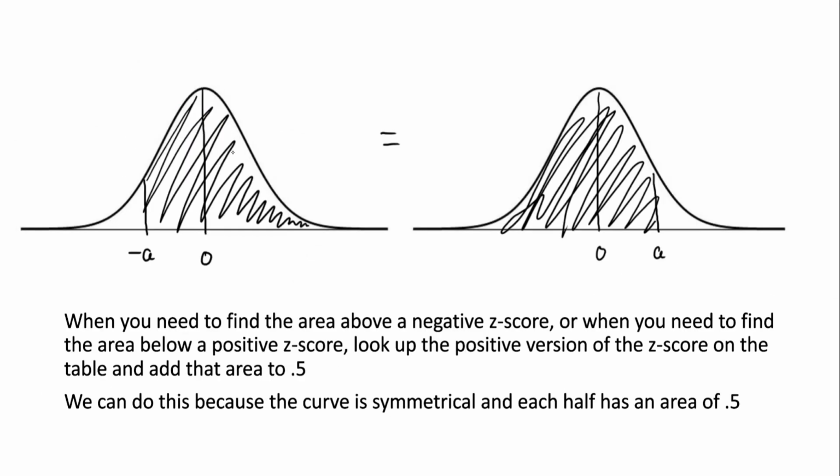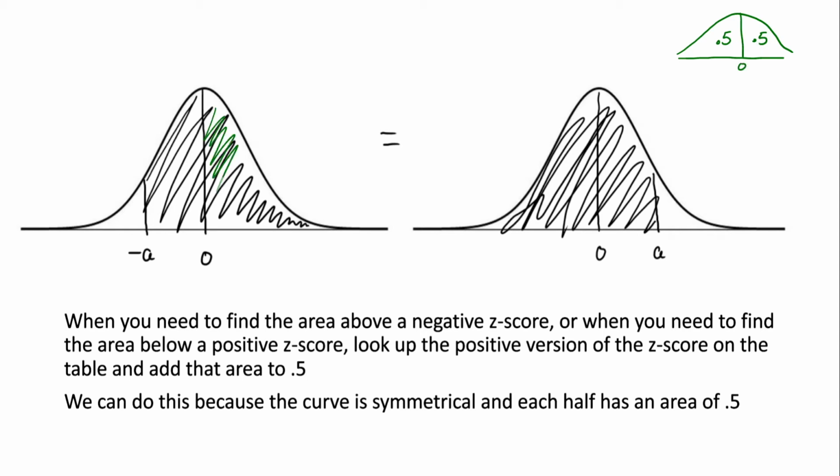This is another type of area they can ask us to find. When you need to find the area above a negative z-score, like we have here, or when you need to find the area below a positive z-score, like we have over here, you would look up the positive version of the z-score on the table, and then add that area to 0.5. We can do this because the curve is symmetrical and each half has an area of 0.5. So don't forget this, that each half of the normal curve has an area of 0.5 because the total area underneath the curve is equal to 1.